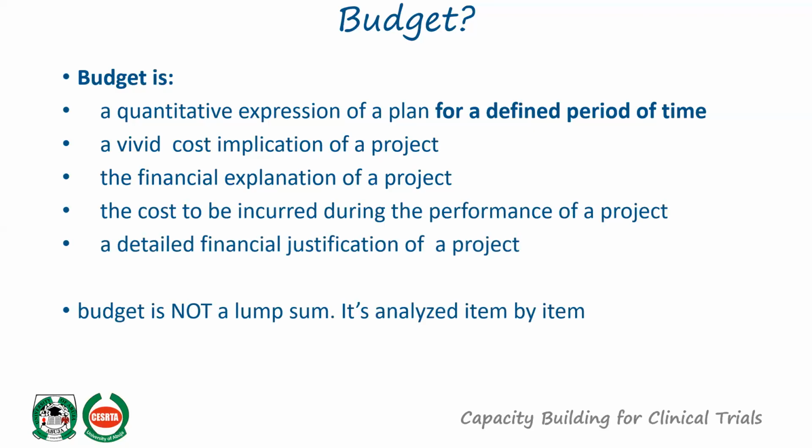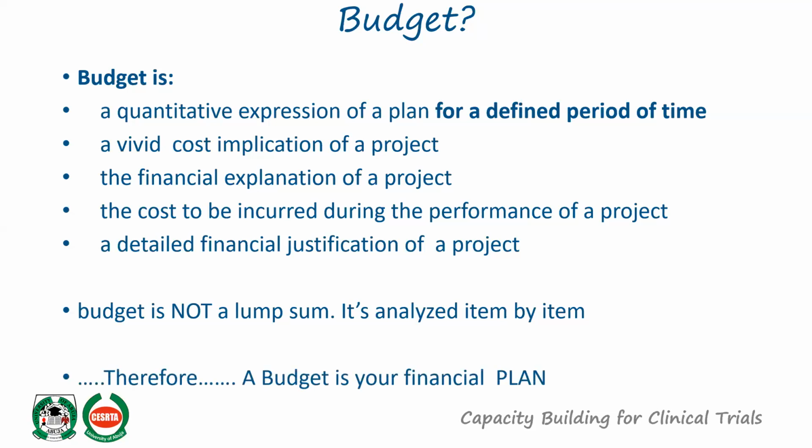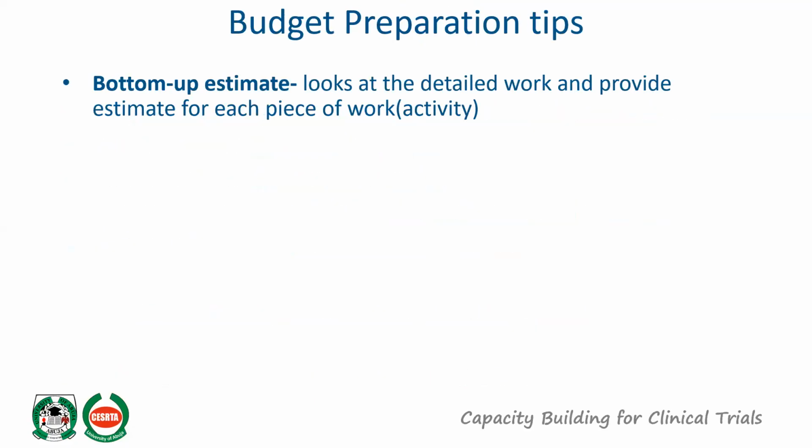I need to make this clear that a budget is not a lump sum, but it is analyzed item by item. There was a particular budget I did, and somebody was asking me, why are we budgeting for each pencil, each pen, and all that? And I said, that is the way it should be, so that you don't leave things out. When you leave it out, there could be a problem at the end of the day. Therefore, a budget is your financial plan. For the clinical trial, it is a financial plan. So the budget should be well done.